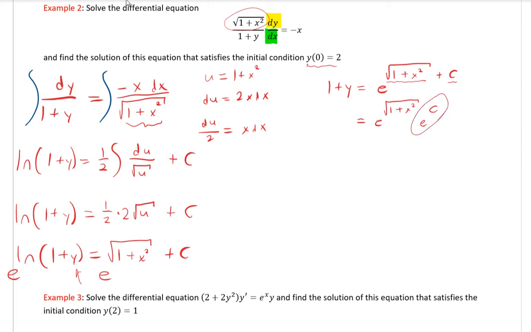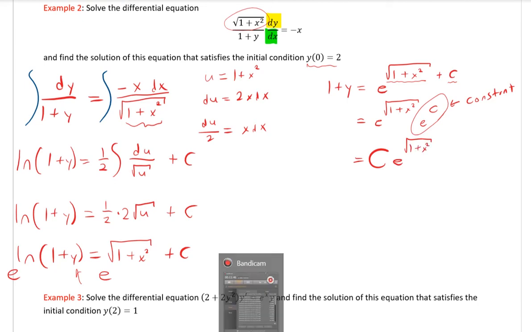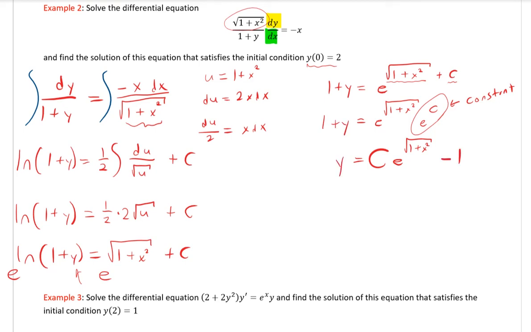And e to the c, where c is a constant, e to the c will itself be a constant. So that itself is an overall constant. So I'm just going to replace e to the c with an arbitrary constant, c. And then since I still have 1 plus y on the other side, to get y by itself, I simply need to subtract 1. So that would be the general solution.